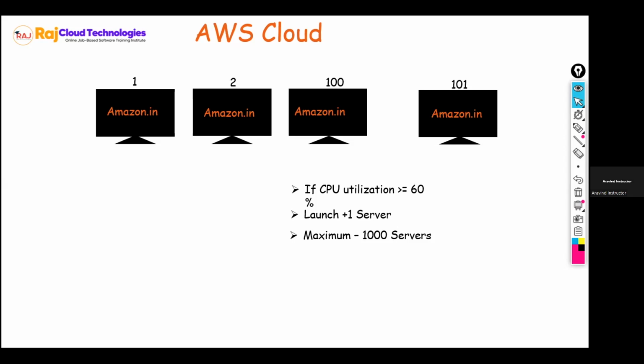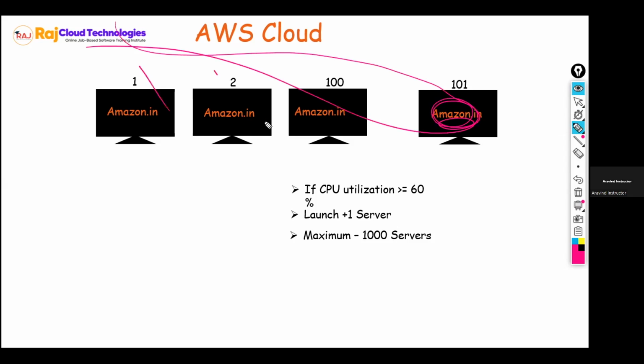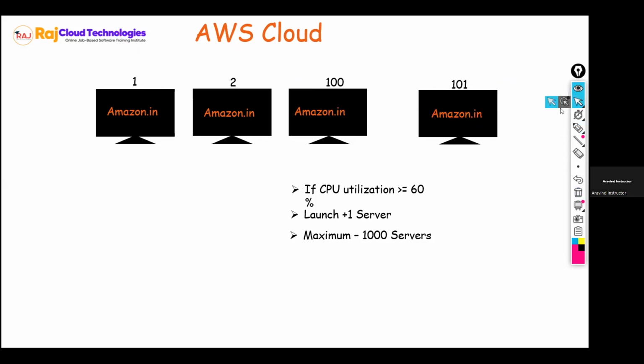Now, whenever a user types www.amazon.in, that request will go to this new server also. It will load and send the response. Along with the 100, it will also start working. Now the burden is somewhat reduced because along with 100, one more server has come. So now it became 101. They are distributing the work.